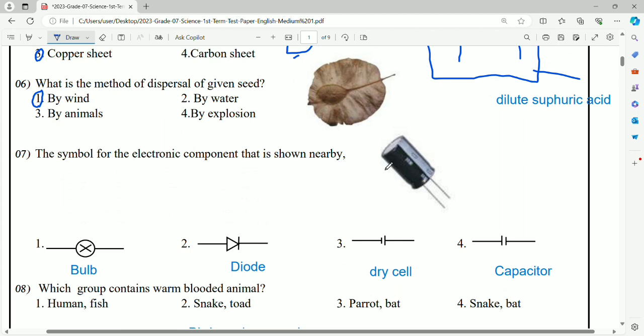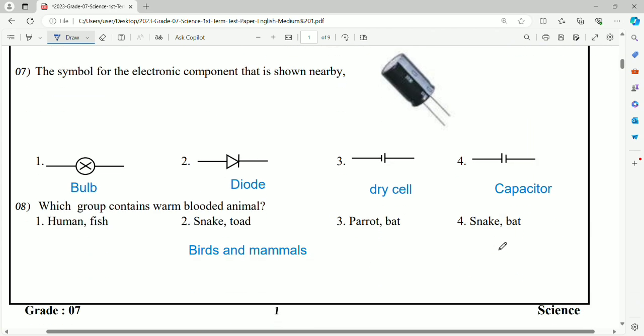Question number 7. The symbol of the electronic component shown in the figure. This is the capacitor. The function of the capacitor. This is the bulb, the symbol of a bulb. This is the symbol of a diode. This is the symbol of dry cells. This is the symbol of a capacitor.